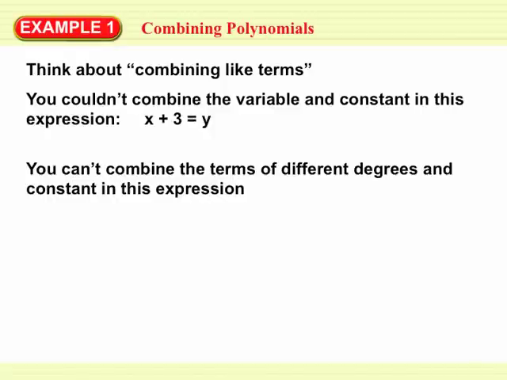Similarly, when we have terms of different degrees, we can't combine them together either. So here's an expression, 15x minus x cubed plus 3. There's no combining of terms that we can do here because these three terms all have different degrees. They are unlike terms and they can't be added or subtracted together.